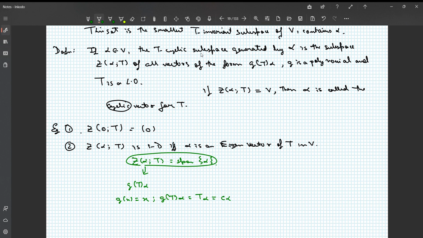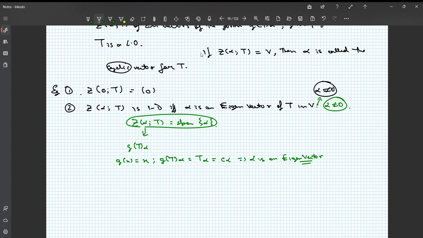And obviously we have discussed what happens if alpha is 0, so here we can consider alpha to be non-zero. The statement 2 is typically for alpha being non-zero. So if T alpha equals C alpha, where C is some scalar and alpha is non-zero, then that obviously means alpha is an eigenvector.